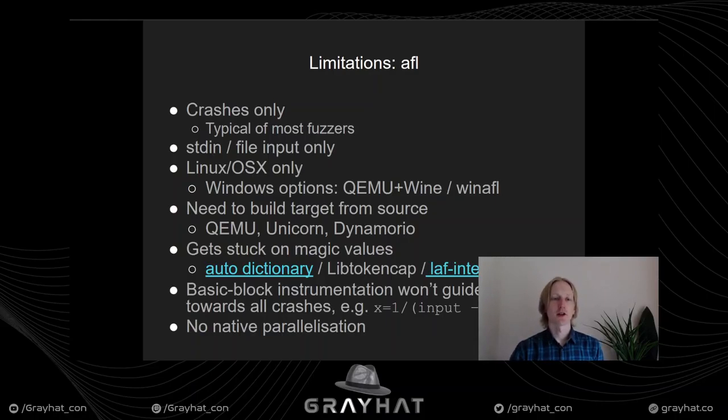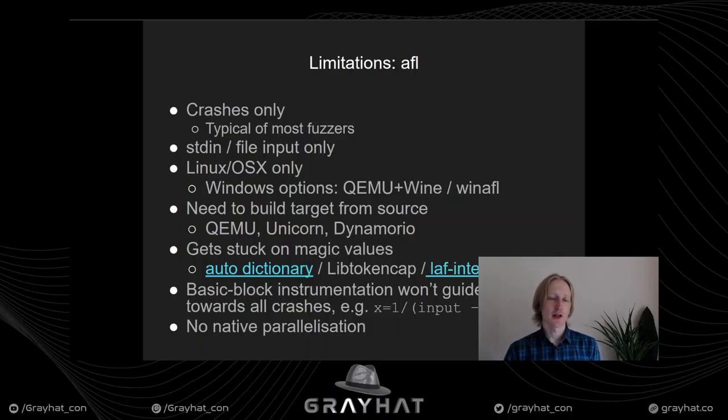Now, AFL-specific limitations to do with this tool. It only looks for crashes. I just said that fuzzing in general only finds crashes. That's not true. Fuzzing in general only finds conditions that can automatically be detected, and in AFL's case, that is crashes. AFL will only send test cases via standard in or files. You have to work around that with your harness.